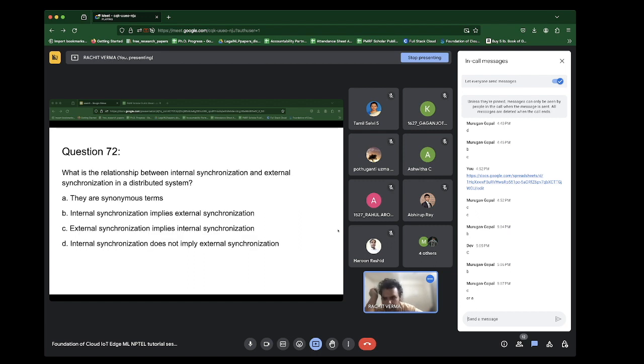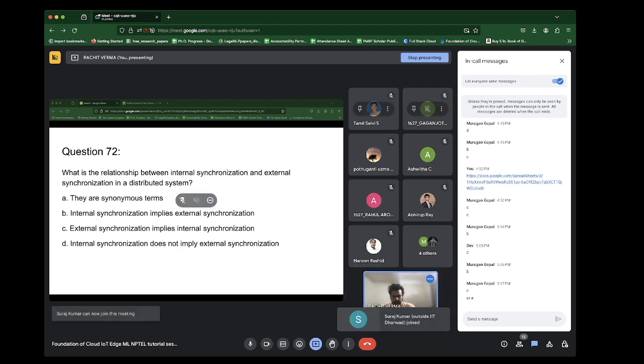What is the relationship between internal synchronization and external synchronization in a distributed system? Is it A, they are synonymous, B, internal synchronization implies external synchronization, C, external synchronization implies internal synchronization, or D, internal synchronization does not imply external synchronization? Can you answer? Option C. Okay. D. C and D.